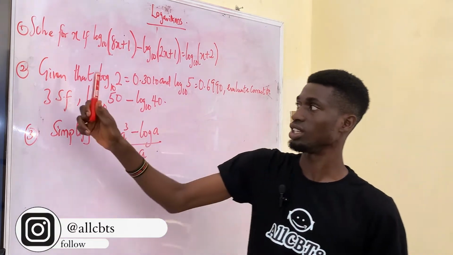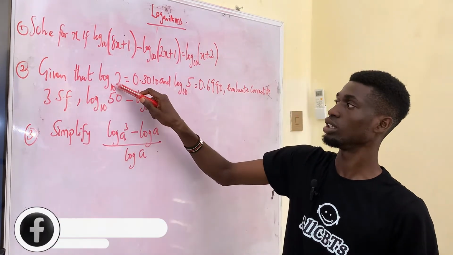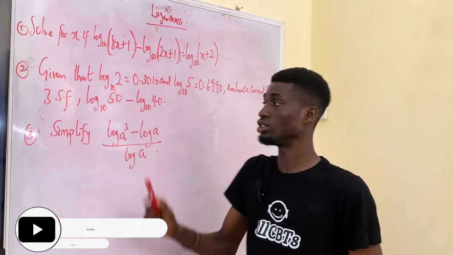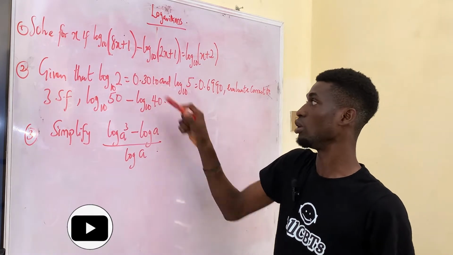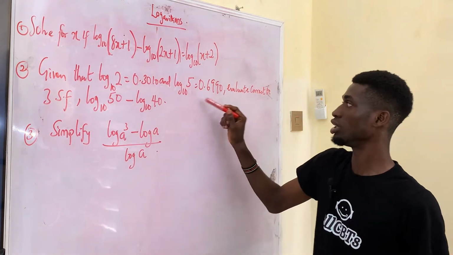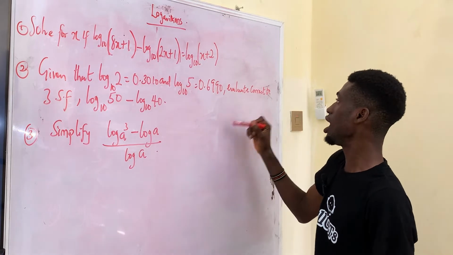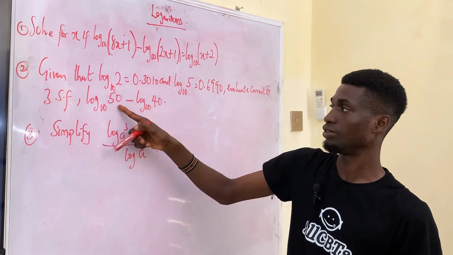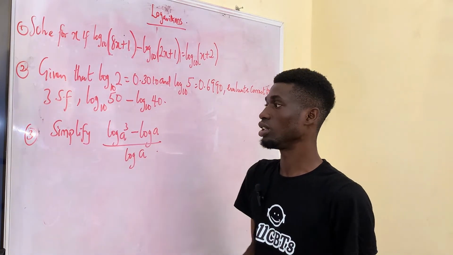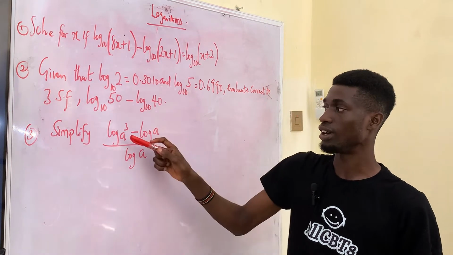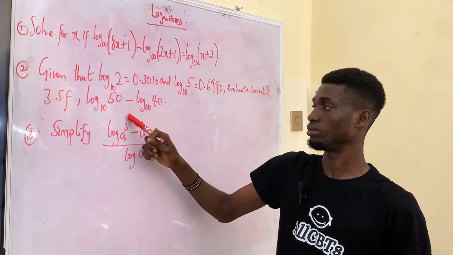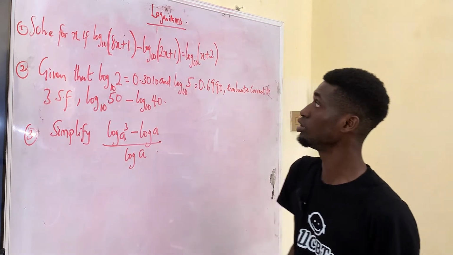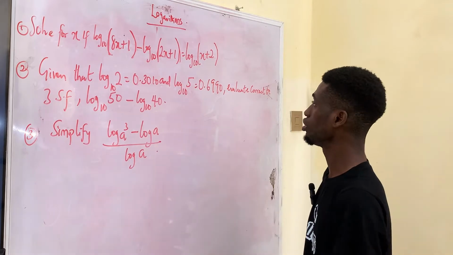Question 2 says that given that log 2 equals 0.3010, if you press this on your calculator, it will surely give you this figure, and log 10.5 equals 0.6990, evaluate correct to third significant figure, log 15 minus log 40. Then question 3 says simplify log a raised to power 3 minus a, all over log a. So I'm going to provide solutions to these questions.